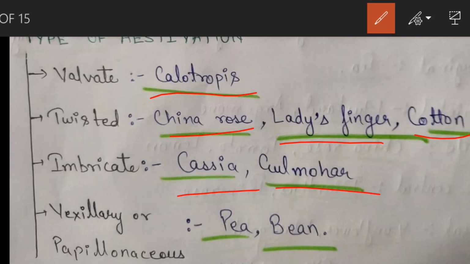Examples are cassia, gulmohar. Fourth one we have is vexillary or papilionaceous. Examples are pea and bean. In this, 5 petals are differentiated into a large standard petal or vexillum, which overlaps 2 lateral petals called wings, which in turn overlap the smallest anterior petal called keel. So you have to remember this word keel. Keel is used for vexillary aestivation and examples are pea and bean. This is very important.